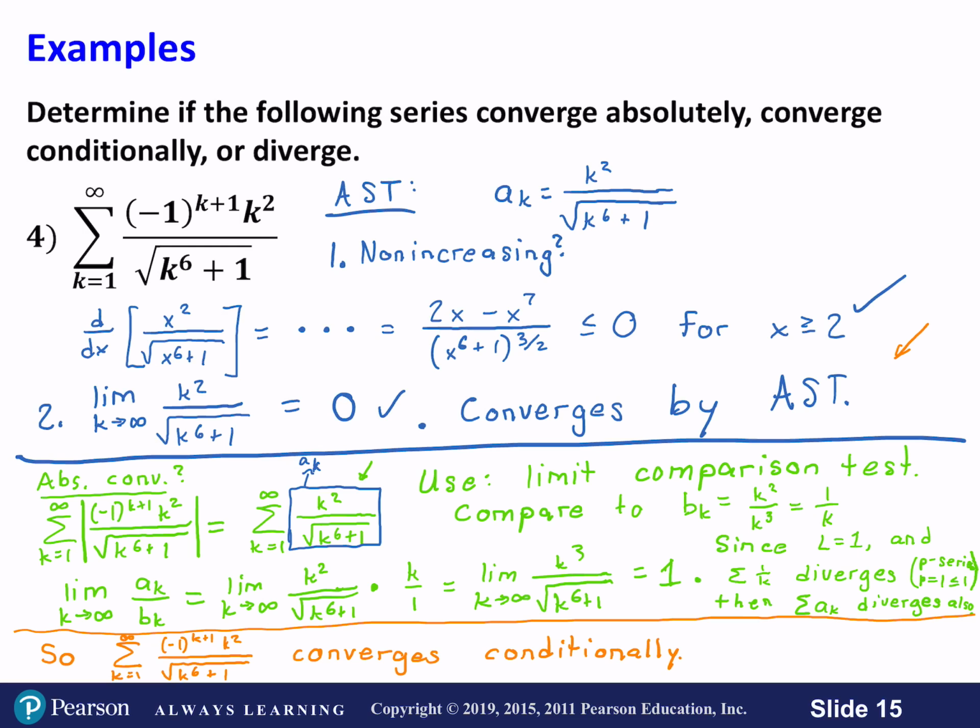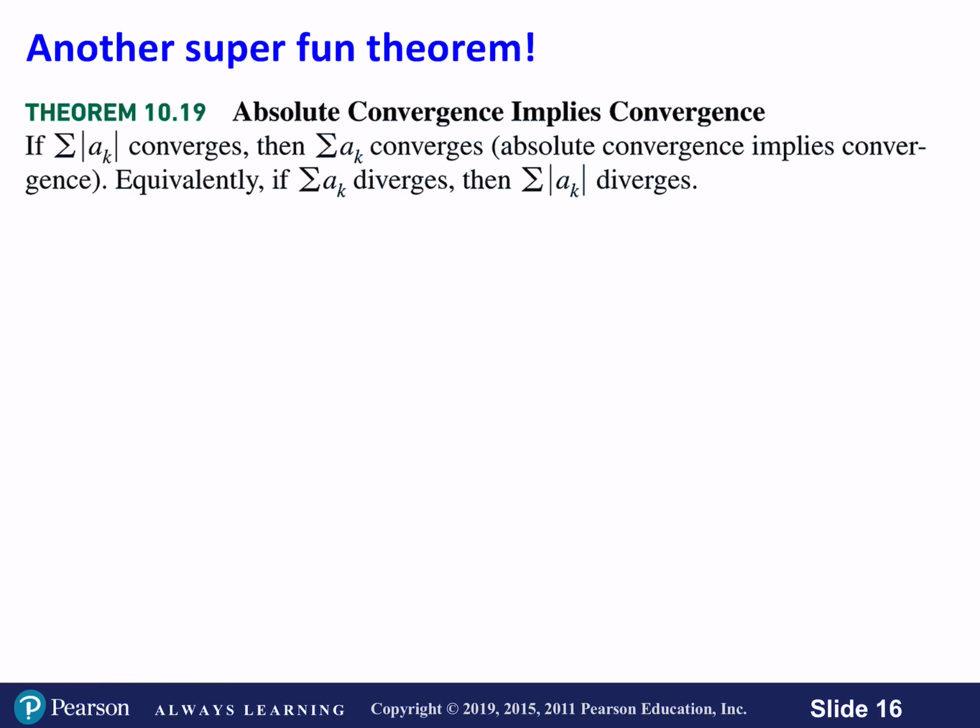All right, great. And last theorem for this section, theorem 10.9. Absolute convergence implies convergence. So basically, the theorem name tells you everything you need to know. If the absolute value of the series converges, then the original series converges also. So absolute convergence implies regular convergence. Equivalently, if the original series diverges, then the series of the absolute value diverges also.